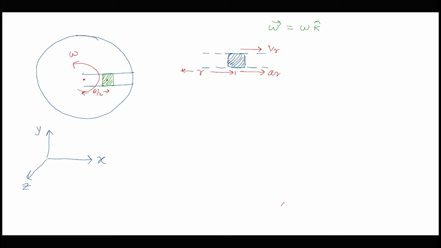Now if I write the expression for force which we have, so we have the expression for force like this, that F rotational is equal to F inertial plus 2m Vr cross omega plus m omega cross r cross omega.